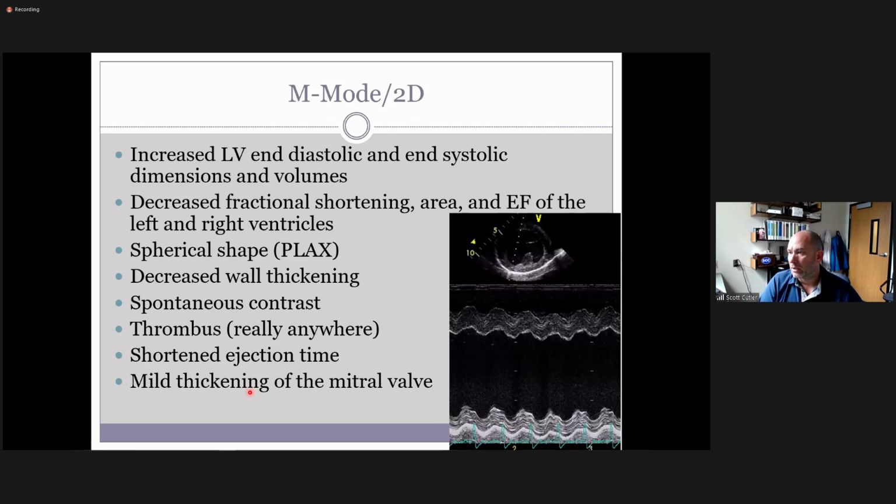All right. Good. So 2D and M mode. Again, we talked about all this already, but let's just go over it and see if there's anything that we missed. So increased LV end diastolic and end systolic dimensions and volumes. Okay, so I put the picture up here, and as you can see, here's your chamber. Do you think that's a good measurement of the LV M mode? Do you think that accurately represents the biggest volume of it?